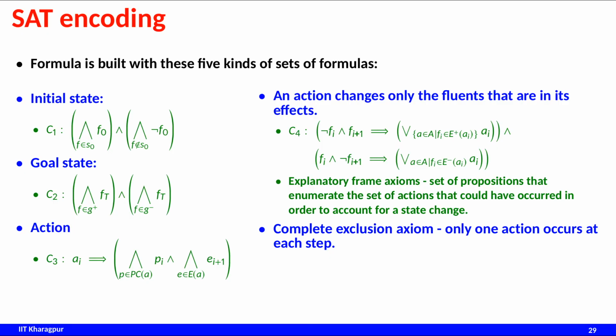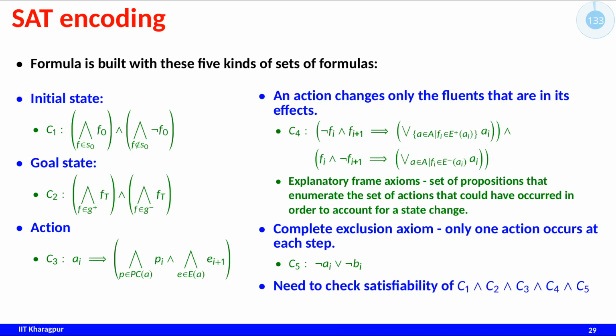We call this the complete exclusion axiom, which says that only one action can take place at a time step. So if A_i and B_i are two actions at a particular time step, then not of A_i and B_i will hold, so two events cannot happen simultaneously. In order to solve this problem, we have to solve the satisfiability of this condition. This will be my final set of clauses, and we have to check its satisfiability.